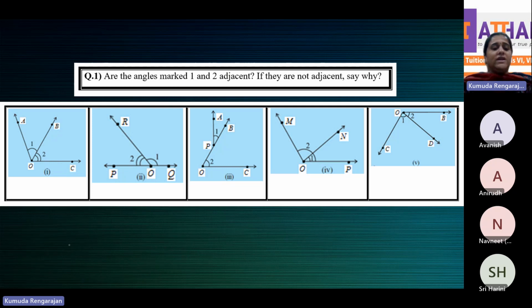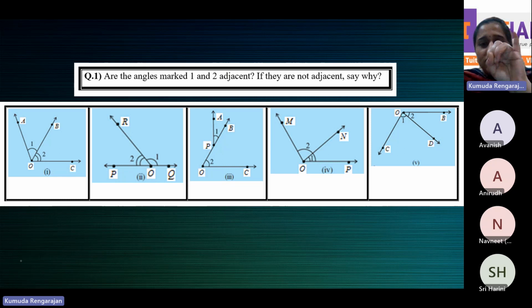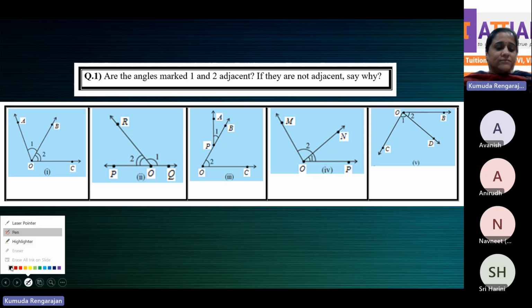So angle 1 and 2 form a pair of adjacent angles, because they satisfy all the conditions. They have a common vertex, they have a common arm, and their non-common arms lie on either sides of the common arm. So they are adjacent angles.